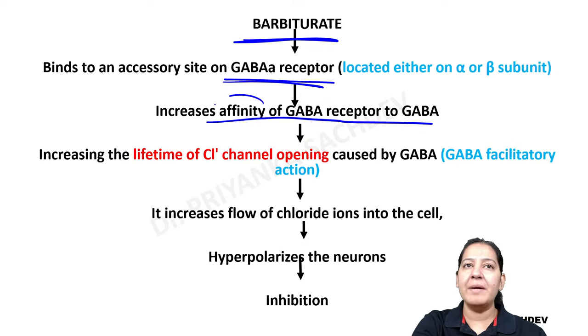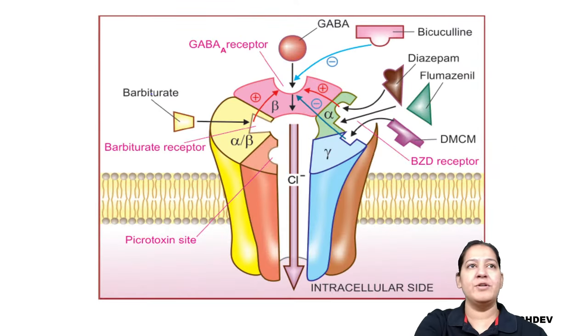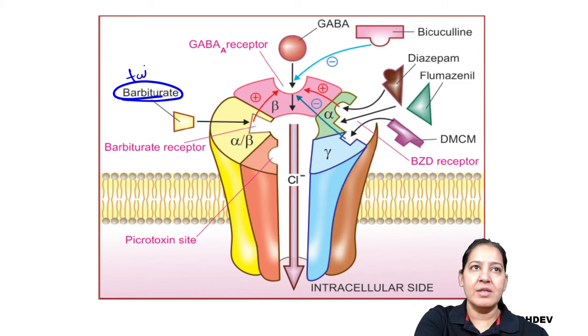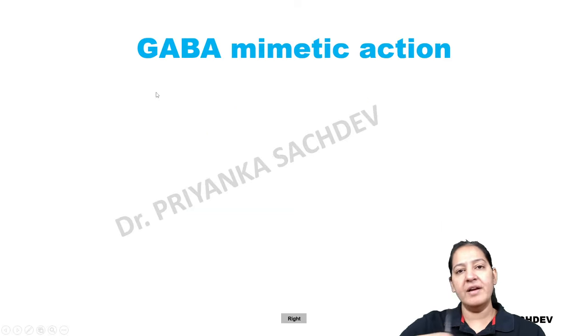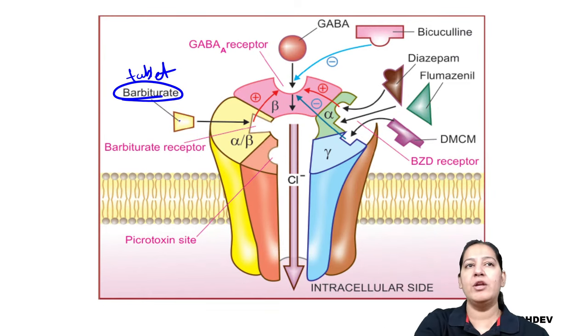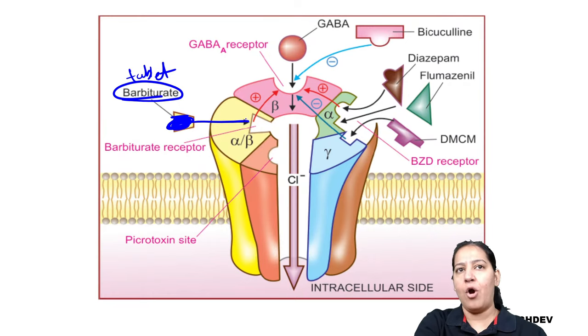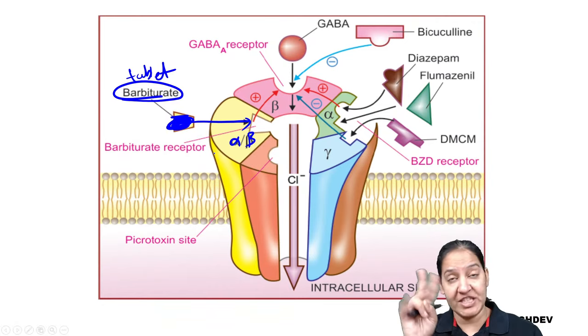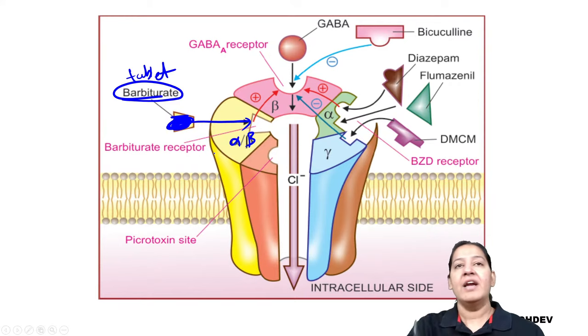Have you got it? What do you mean by the term affinity? Okay, let me show you. This is the barbiturate tablet which I have taken in mouth. So this tablet is going in my blood. From the blood, it is going in my brain. In the brain, it is going to my neuron. This tablet is going on the neuron, acting on one alpha and one beta out of the five, on the alpha-beta junction. Acting on that, it increases the affinity of natural GABA.